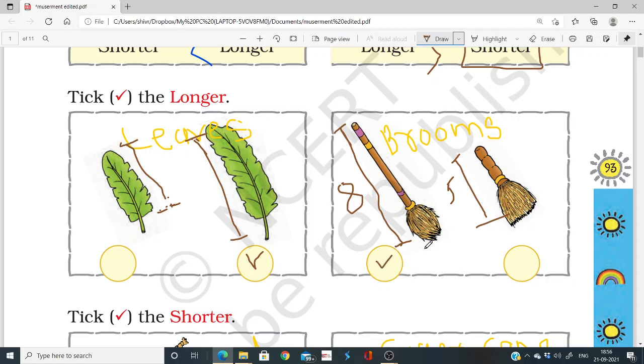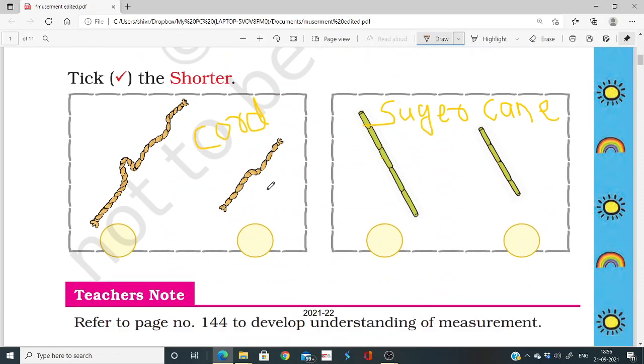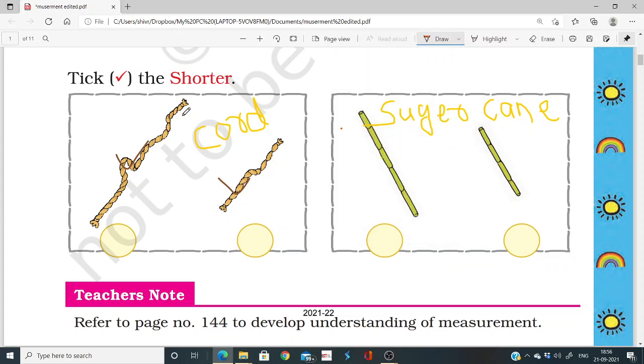This is longer. Okay. Here are two chords. This is the first one and this is the second one. And we have to find out which is shorter.